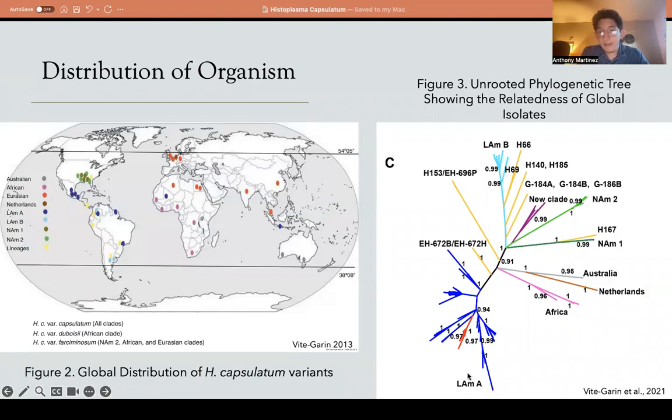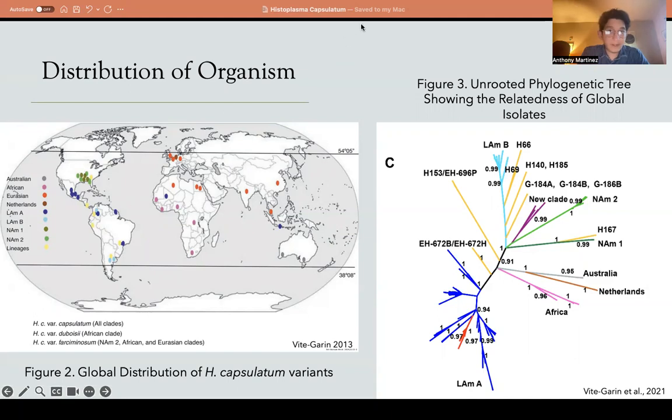So you have Latin America group A, Latin America group B, you have North American groups, Australia, Netherlands, Africa, Eurasia. So it really is distributed worldwide, and it has quite a bit of genetic diversity. Even with populations that are in the same continent, you can see this is Latin American group A and this is Latin American group B. They're quite distant from each other, genetically speaking.